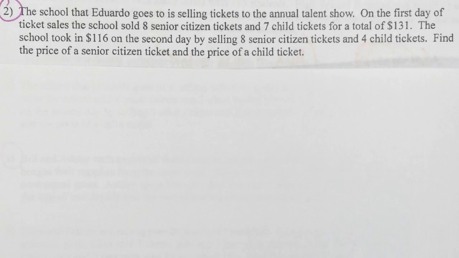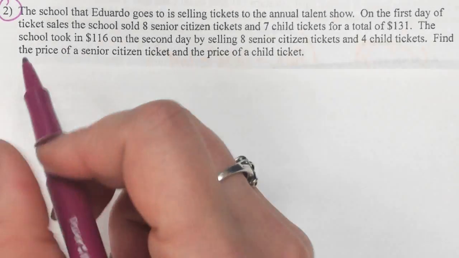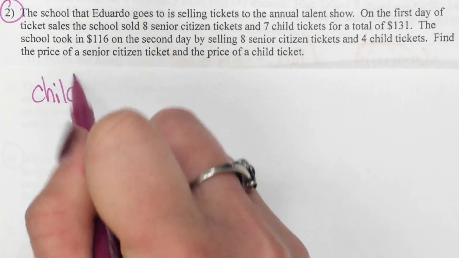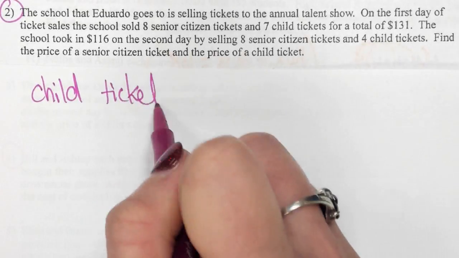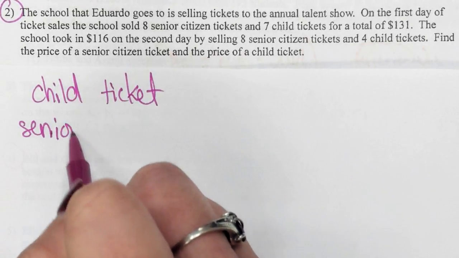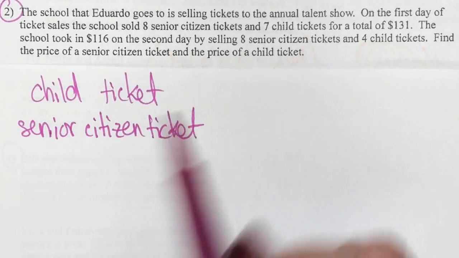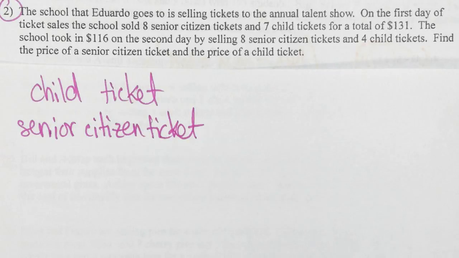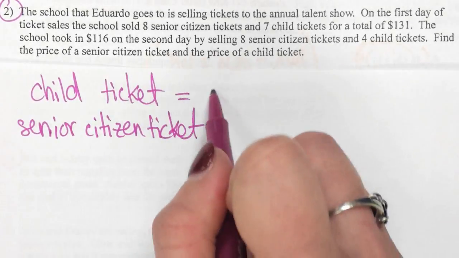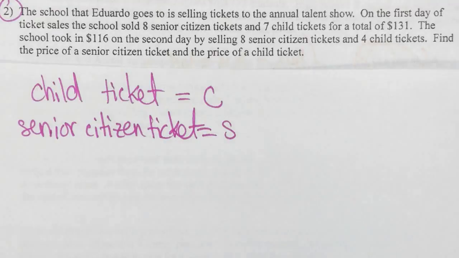Okay, guys, so all you have to do is set up the equations just like we did on our quiz, just like we've done for a week. So what is it asking us to find in the very last sentence? There you go. Child ticket and a senior citizen ticket. So you have to give it a letter, just like we've used X's and Y's and A's and B's. But let's give it a letter that we're going to know what it is when we finish. So you want to do C and S. That sounds good.